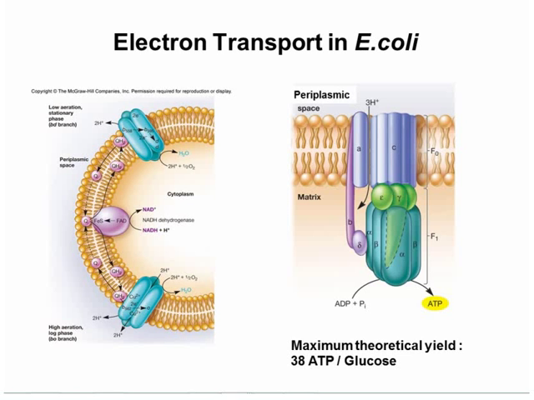So once all the numbers are added up, the theoretical maximum for aerobic respiration is a yield of 38 ATPs per glucose. So this is much more efficient than fermentation, where we were talking about 1 or 2 molecules of ATP per glucose, depending on the glycolytic pathway.